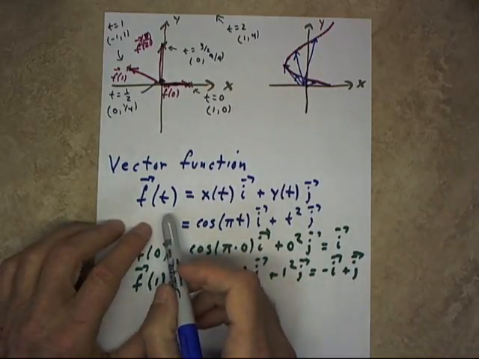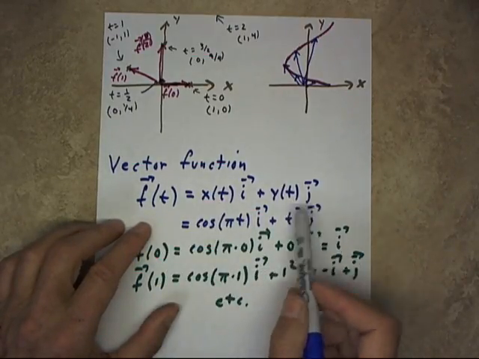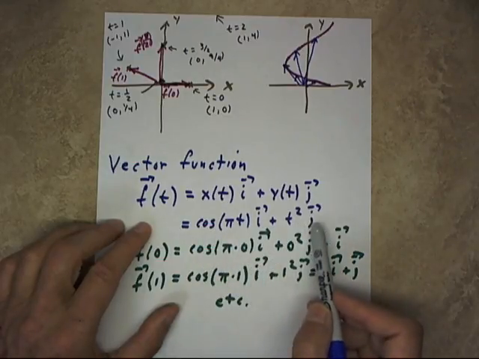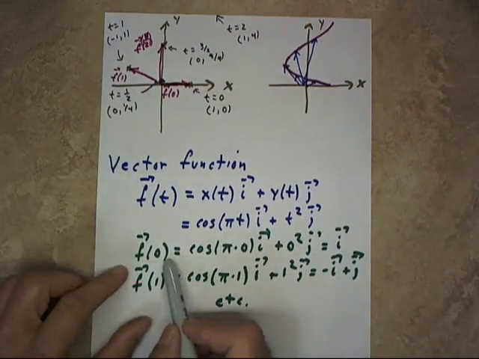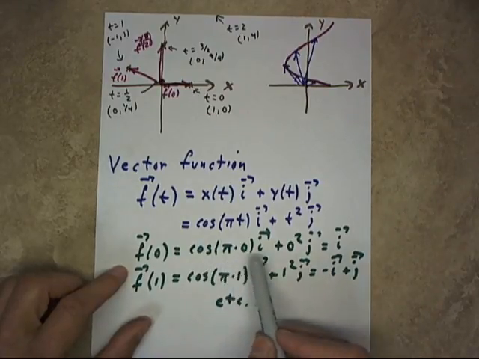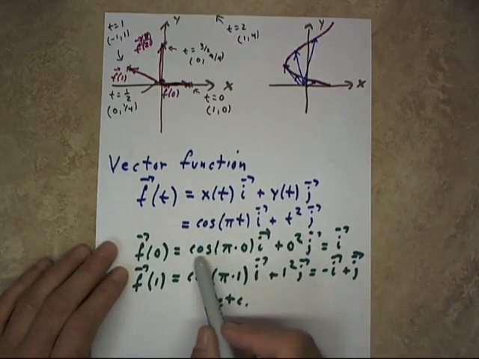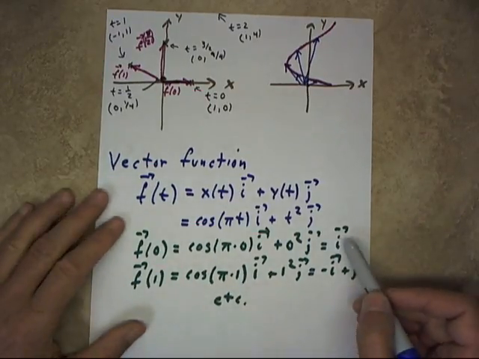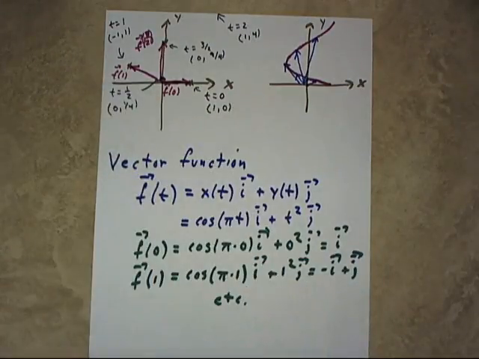We can represent that vector function as f of t equals x of t i plus y of t j, cosine of pi t i plus t squared j in the case of the function that we're observing here. And we can write f of 0 is cosine of pi times 0 times i plus 0 squared times j. Cosine of pi times 0 is just 1. So f of 0 is just the i vector, and that's really what we've sketched here.